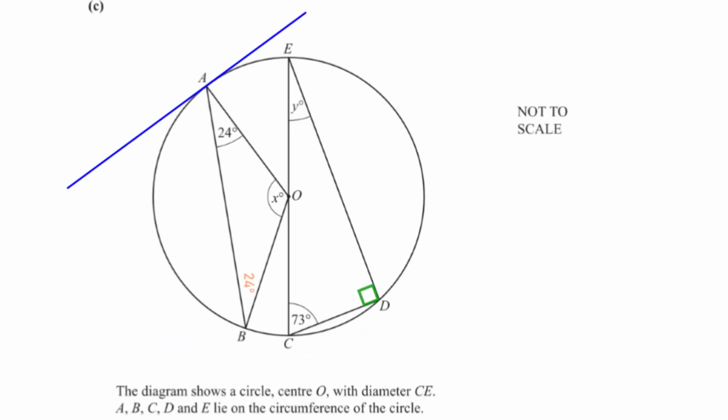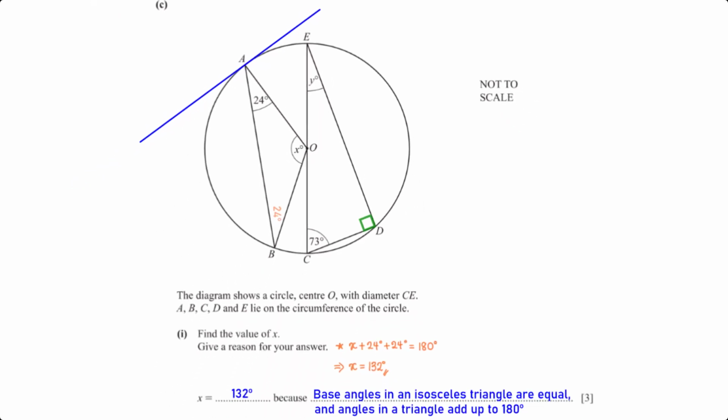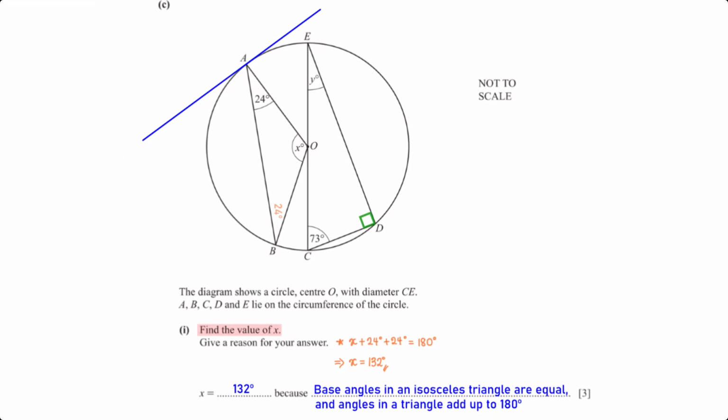The diagram shows a circle center O with diameter CE. A, B, C, D, and E lie on the circumference of the circle. Find the value of x. Give a reason for your answer.